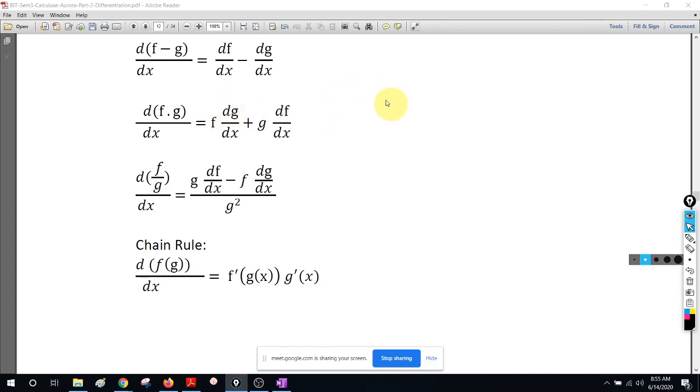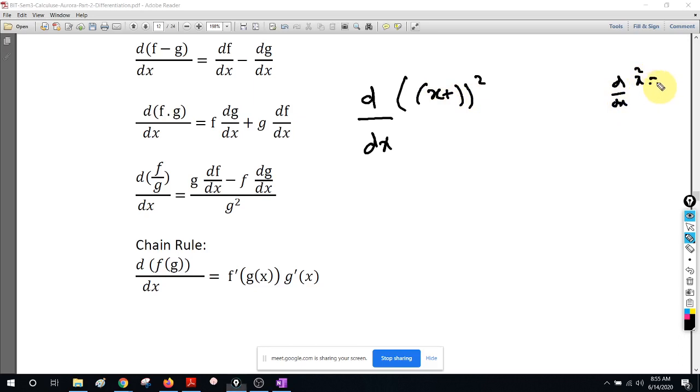Say you want to find d by dx of (x plus 1) squared. You don't know what the derivative of (x plus 1) squared is, but you know what x squared is, what 2x is. Those things you know. And you also know that d by dx x squared is 2x, because the derivative of x^n is n x^(n minus 1).